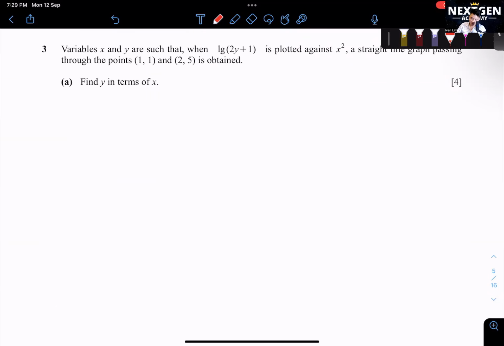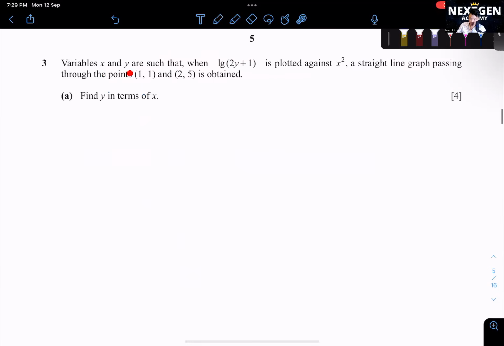Okay, question 3. Variables x and y are such that when lg(2y + 1) is plotted against x squared, a straight line graph passing through the points (1, 1) and (2, 5) is obtained. Find y in terms of x.